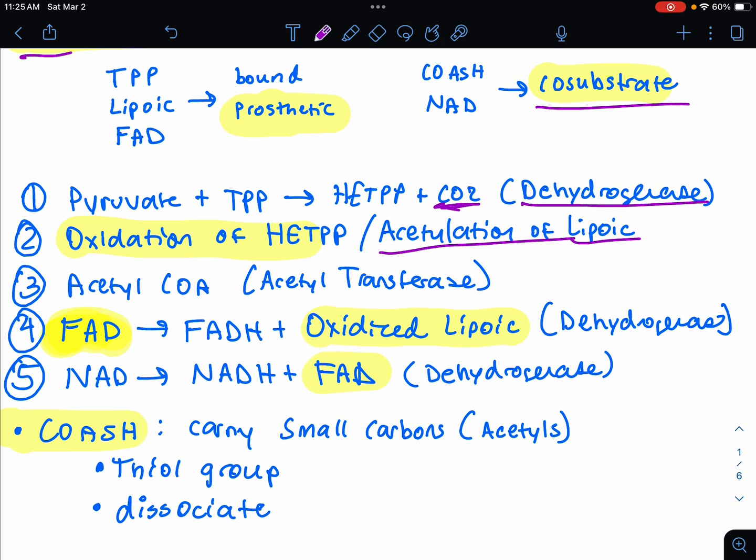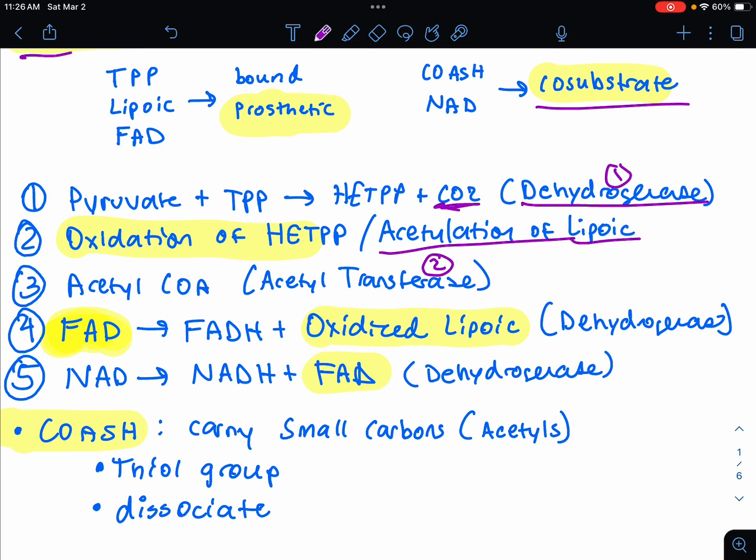So again, step 2, oxidation of HETPP and the acetylation of the lipoic acid on enzyme 2. So this has enzyme 1 and enzyme 2. Enzyme 1, again, is the dehydrogenase. Enzyme 2 is going to be the acetyltransferase. Sorry about that, I messed up the name there. I called it something else. It's actually enzyme 2 is the acetyltransferase.